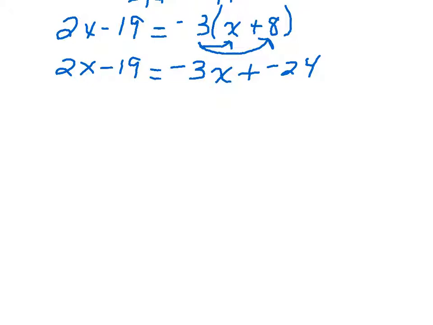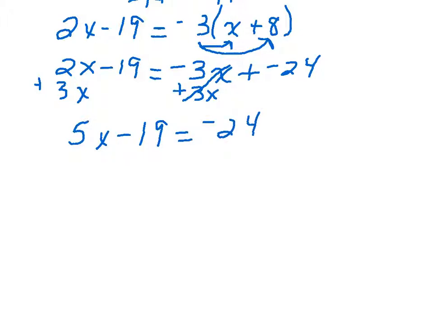I'm going to take this negative 3x and I'm going to bring it to the other side by adding a 3x. When I add a 3x to this side, notice that negative 3x plus 3x gives me 0 x's. So I need to also add 3x over here. 2x plus 3x gives us 5x. I haven't touched the minus 19 yet. And then over here I have negative 24.